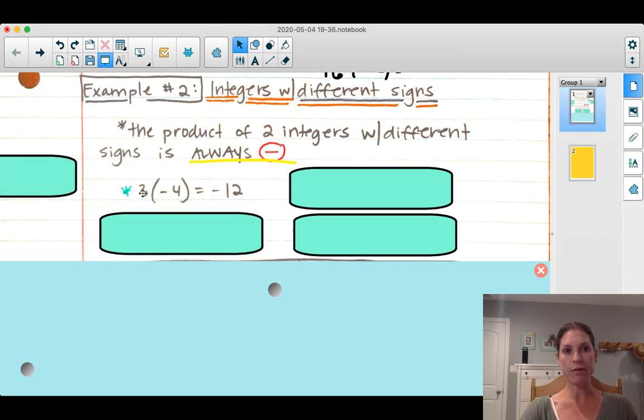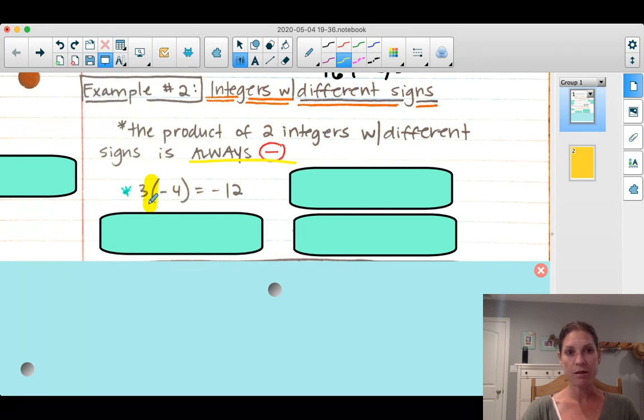Let's say I have 3 times a negative 4. Now, one of the important things that I want you to notice here is that in this problem, there isn't a multiplication sign. You don't see anywhere where it says 3 times negative 4, okay? But the important thing to know is that right here, in between the 3 and the parentheses, that means multiplication. So whenever you don't see an operation sign in between a number and a parentheses, it really means multiplication. It's like an invisible multiplication. So you have 3 times a negative 4 equals negative 12.